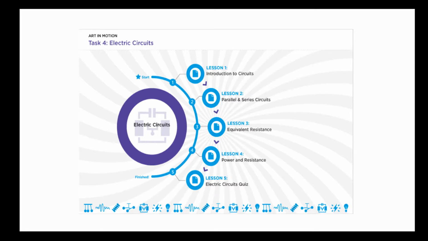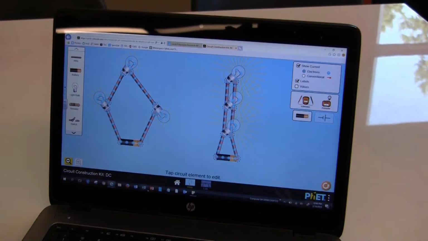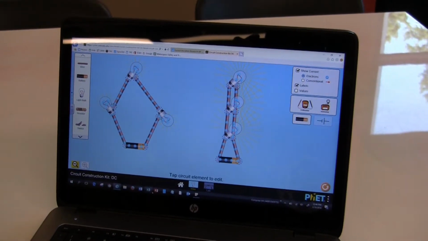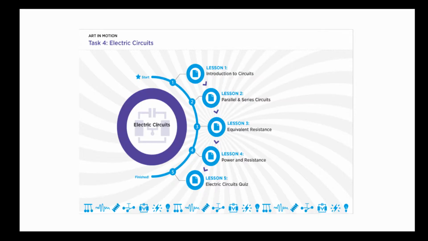Lastly, students explore all the important concepts of DC circuits, including the behavior of current, voltage, power, and resistance in series and parallel circuits. Kirchhoff's rules are used to analyze complex arrangements of basic electrical components.